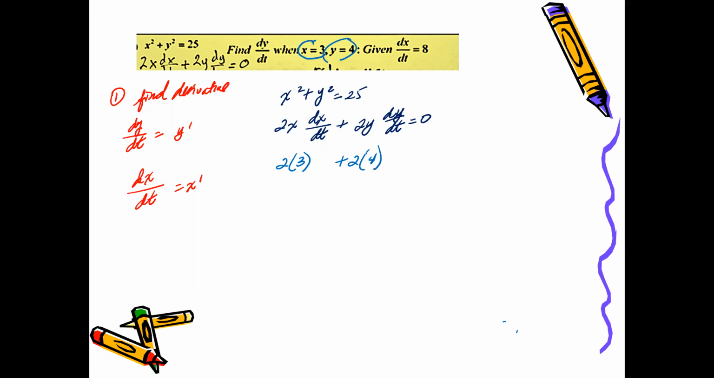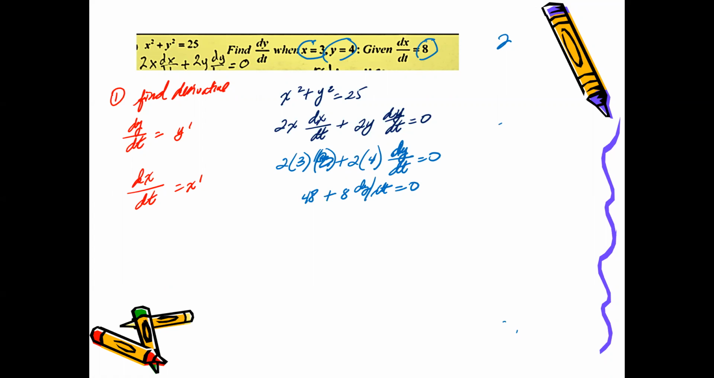But it's also given to you that dx over dt is 8, so I'm going to put the 8 right here. Our goal at this point is to figure out what dy over dt is. 2 times 3 is 6. 6 times 8 is 48. Plus 8 dy over dt equals 0.